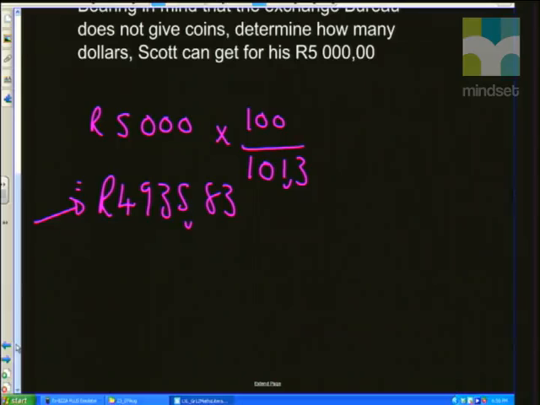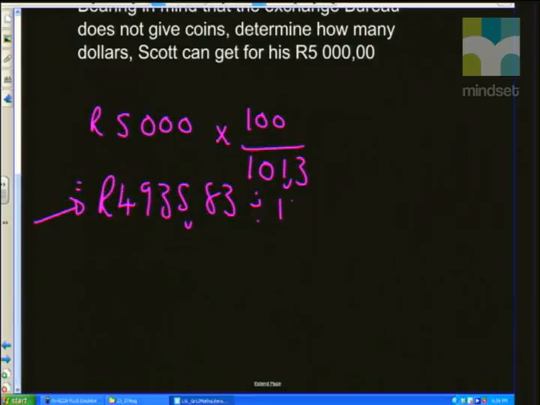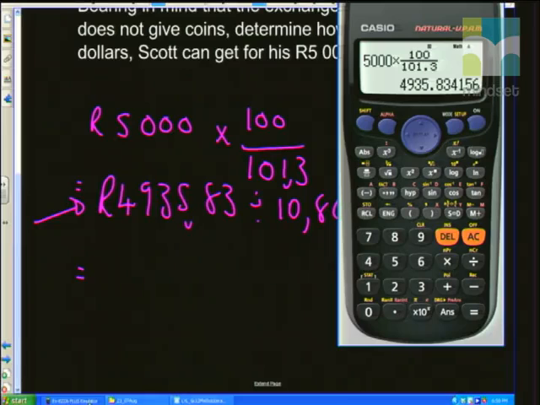Looking at that, we're now going to divide this by the amount of dollars, right? And what was it? It was 10 Rand 80. So we're going to divide that by 10 Rand 80 because every dollar cost me 10 Rand 80. So we've got this figure on our calculator, and we've just got to put the correct one because we rounded it, 4,935.83. We're going to divide that by 10 Rand 80, and we get an answer of 457.02.